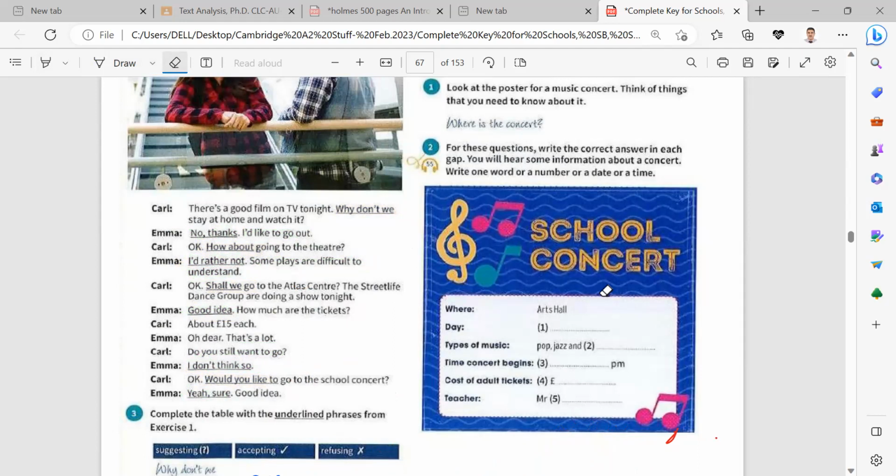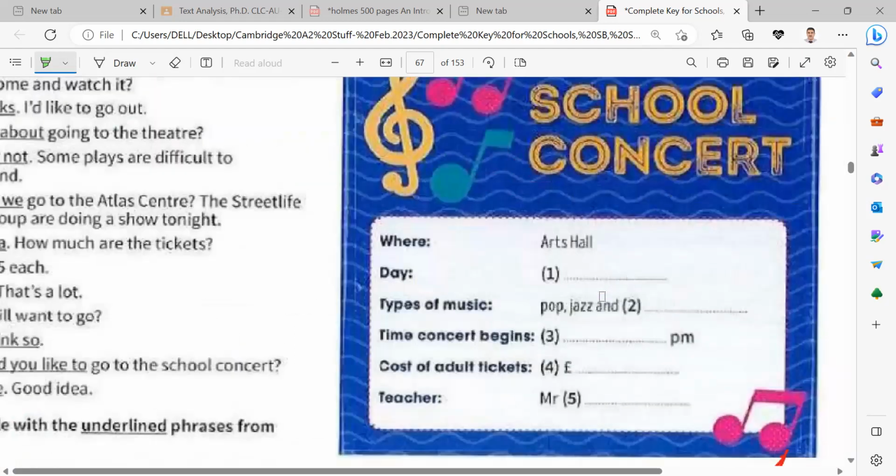So for these questions, write the correct answer in each gap. You will hear some information about the concert. Write one word only, Sarah, as you know. One word, or a number, or a date, or a time. You have 4 options here. Ready to start? Yes. Okay.